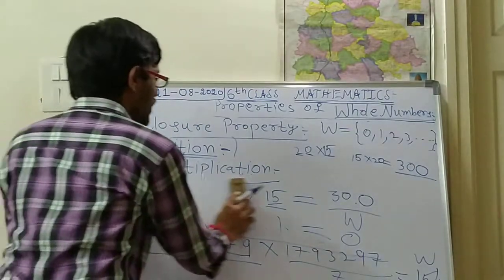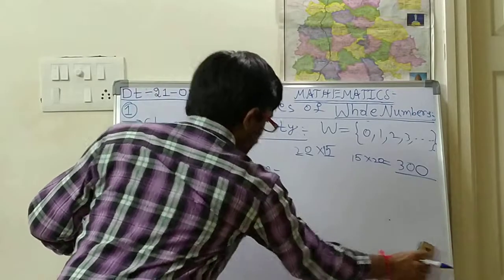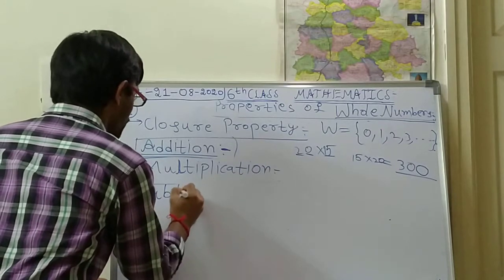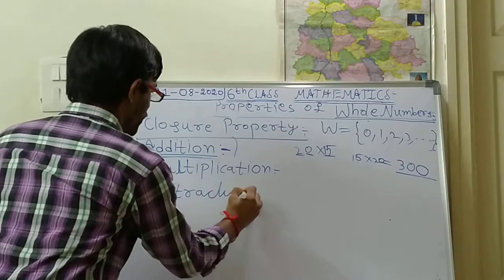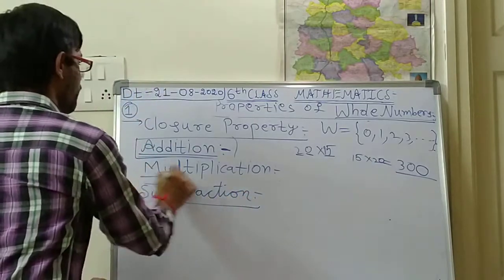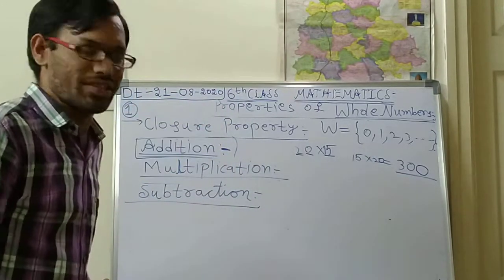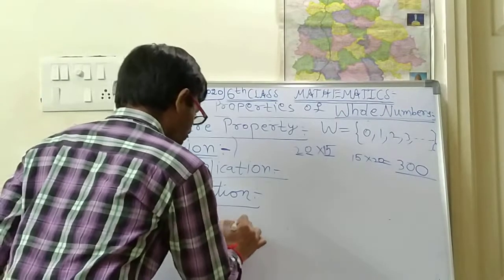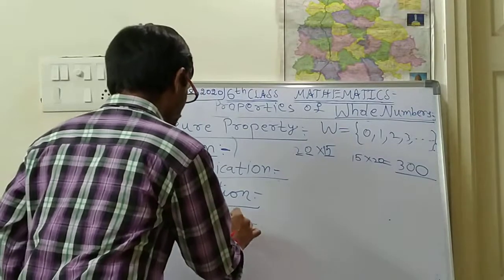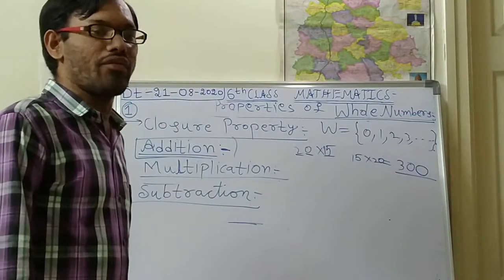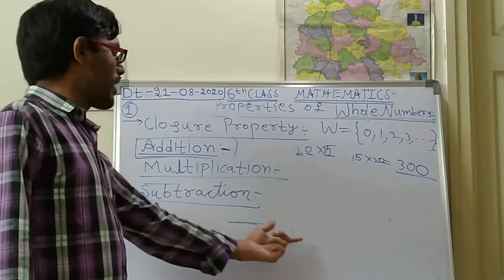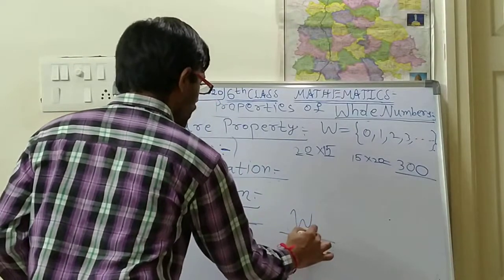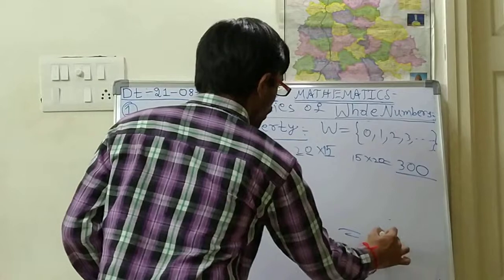So next, what is the next basic operation? That is subtraction. So whether subtraction is satisfying or not, we have to check. Instead of the multiplication sign or the addition sign, we have to keep the subtraction symbol. So what is the subtraction symbol? The subtraction symbol is the hyphen symbol, a long hyphen symbol. So here subtraction of any two whole numbers should also be one whole number only.